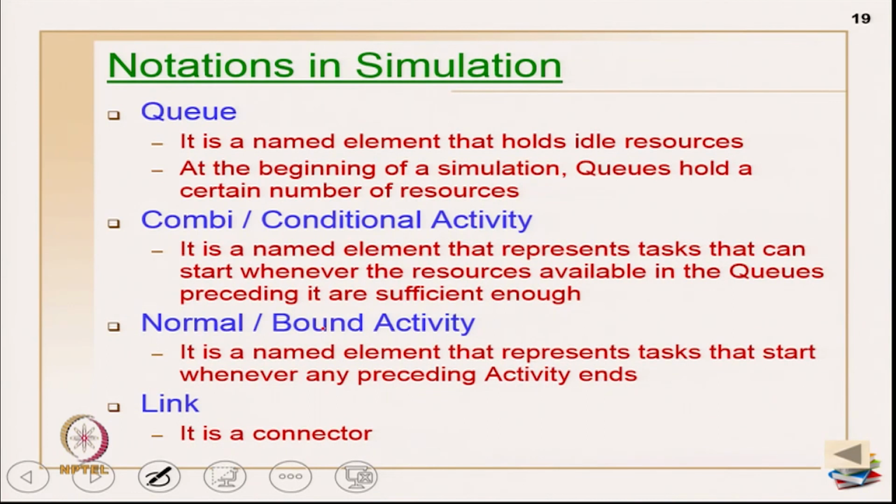The next is the normal activity, also called a bound activity. It is a named element that represents tasks that start whenever any preceding activity ends. As soon as any previous activity stops, it follows a finish-start relationship and starts executing. The next is the link, which is a connector between all these queues, normal and combi activities.